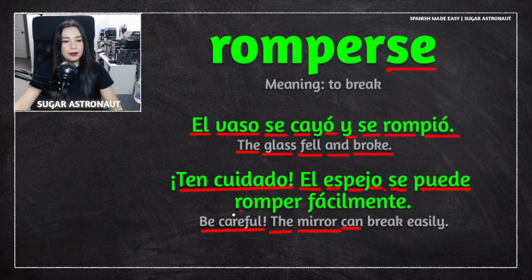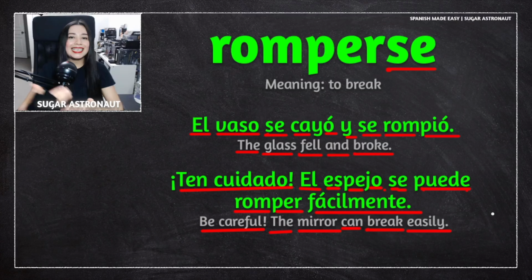We have the verb here, romper. Oops, my mouse is too fast. I have to change the settings there. Romper, you know the meaning of that. Break, okay? Break. Fácilmente means, you know the meaning, easily. Fácilmente, easily. Ten cuidado, be careful. El espejo se puede romper fácilmente. The mirror can break easily. So be careful, be careful.